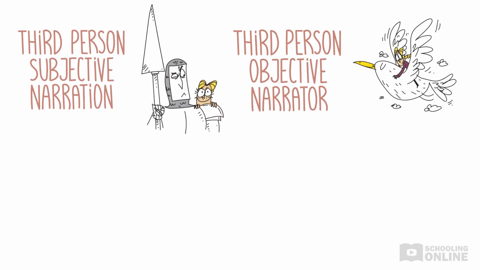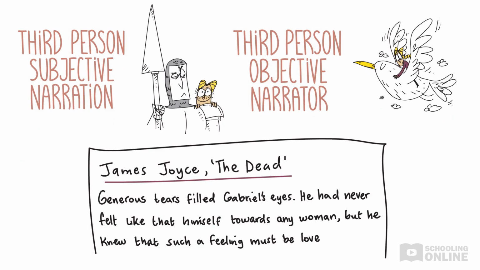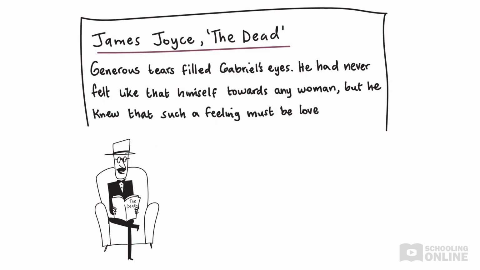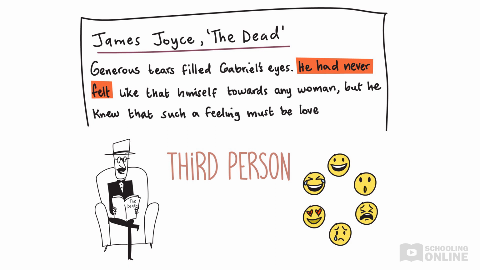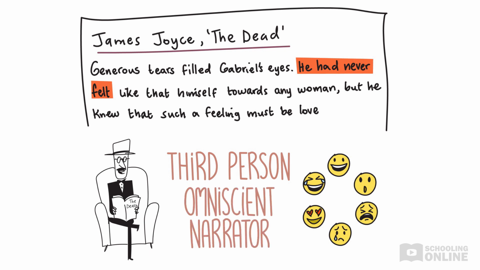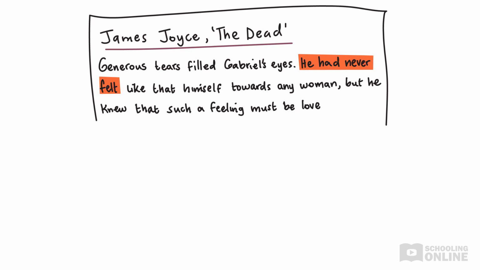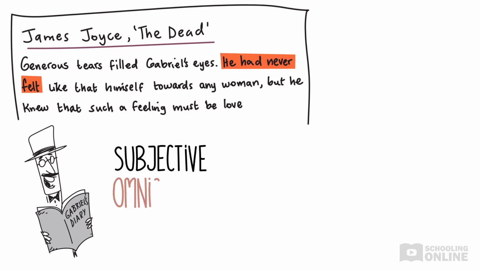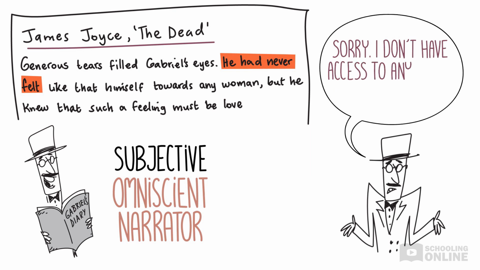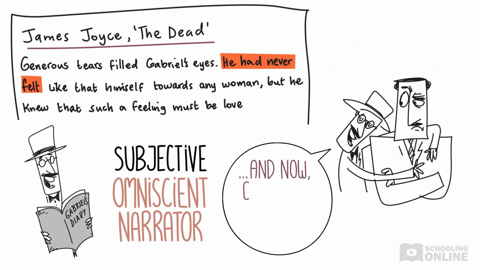Let's look at an example in James Joyce's short story, The Dead. The narrator is working from the third person. He had never felt, but still has access to Gabriel's feelings without taking on the all-knowing capabilities of an omniscient narrator. What makes this example subjective is that our narrator throughout The Dead only has access to Gabriel's thoughts and feelings, as opposed to an omniscient narrator who would be able to pry into the minds of every character. Joyce uses this mode of narration to give us an in-depth understanding of Gabriel's personal emotions and relationships.